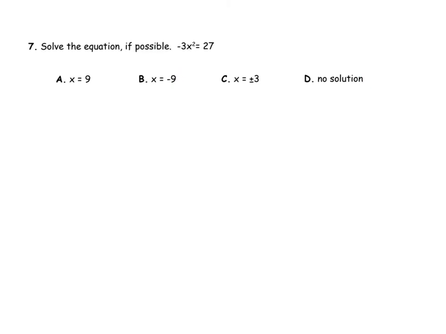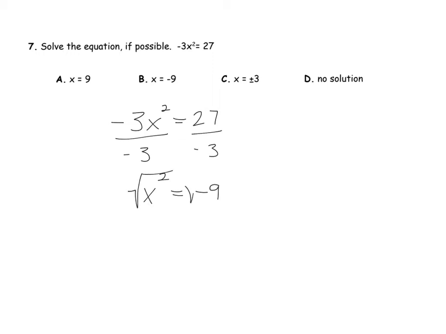Number 7, we've got negative 3x squared is equal to 27. The first thing you would do is divide by negative 3 on both sides. That would give you x squared is equal to negative 9. Now, you would ask yourself, what times itself gives you negative 9? Let's say you take the square root of both sides. You would get x is equal to positive, negative, but we cannot take the square root of a negative 9 because there's not two things that you can multiply by themselves to get negative 9.